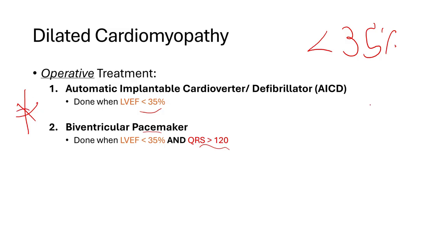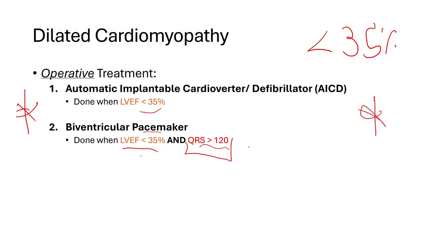Understand and know this. Both of these times, we still continue with GDMT, and both of these are going to be given when the ejection fraction is less than 35%. That's why they are in the same color. Just know that a biventricular pacemaker is added on when the QRS is greater than 120. Definitely know this slide for test day.